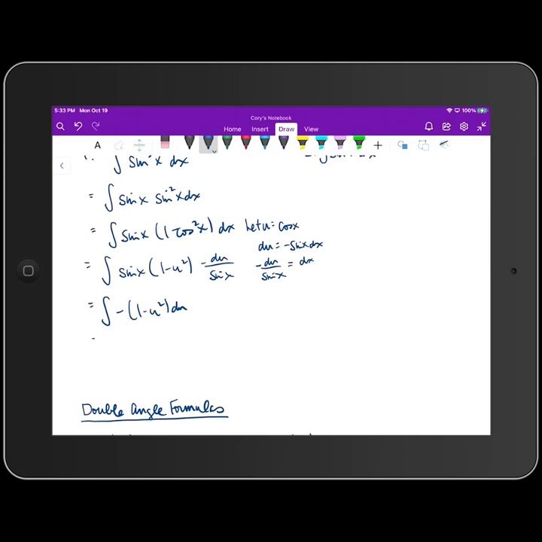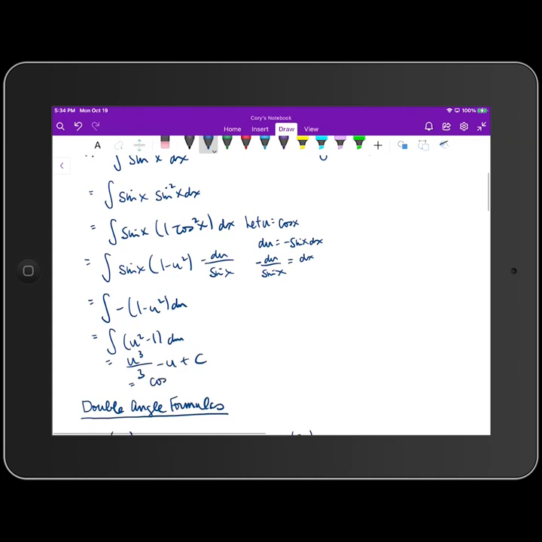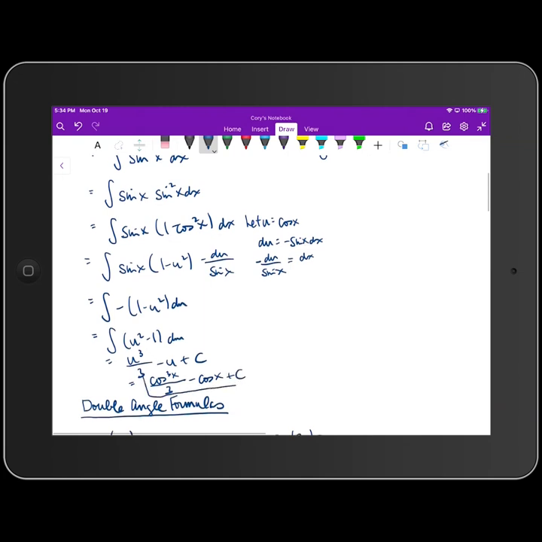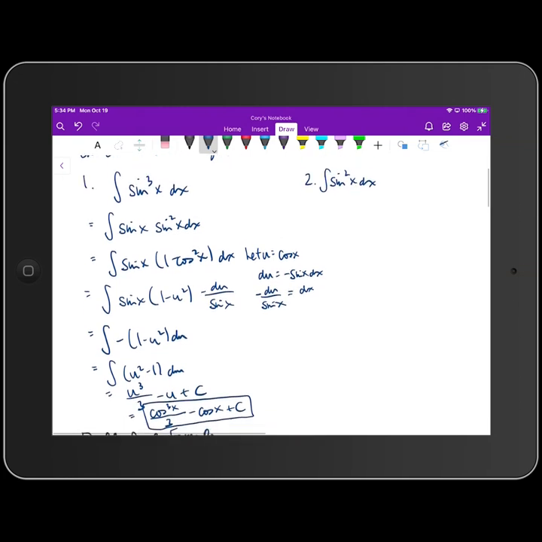I'm just going to distribute the factor of negative 1 across both terms, so that's the integral of u squared minus 1, which we're integrating with respect to u. And then we can take the antiderivative of this, so this becomes u cubed over 3 minus u plus c. And then the last thing we have to do is replace u with cosine. So this is cosine cubed of x over 3 minus the cosine of x plus our constant c. Okay, so that becomes the antiderivative of sine cubed.